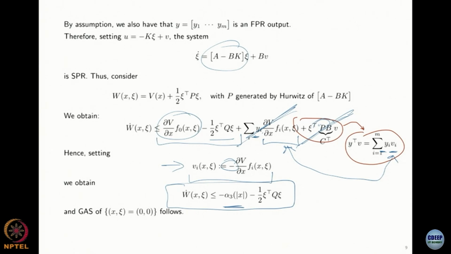If in case you don't see the passivity here, before eliminating all the terms, you have this term here. So essentially you have W dot less or equal than minus alpha 3 of x, then this term, minus 1/2 psi transpose Q psi, then plus this term, plus y transpose v, plus the bunch of things that you want to eliminate. Yeah?